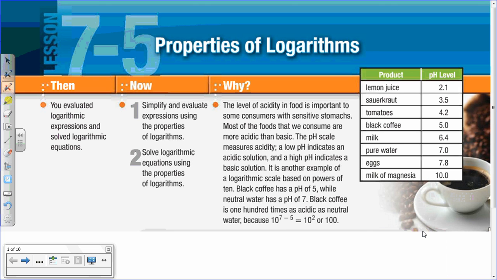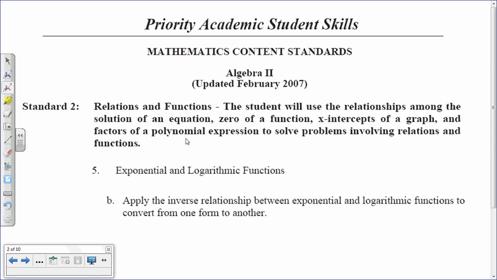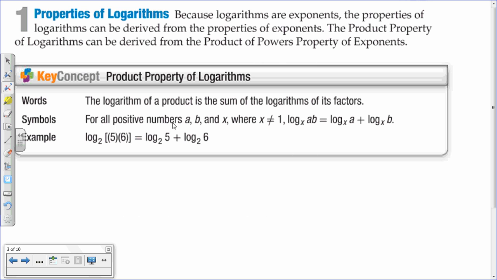Alright, today we're looking at Lesson 7.5, Part 1. We're going to be simplifying and evaluating expressions using the properties of logarithms. There's your past skill for today. Alright, the first thing is the product property of logarithms.